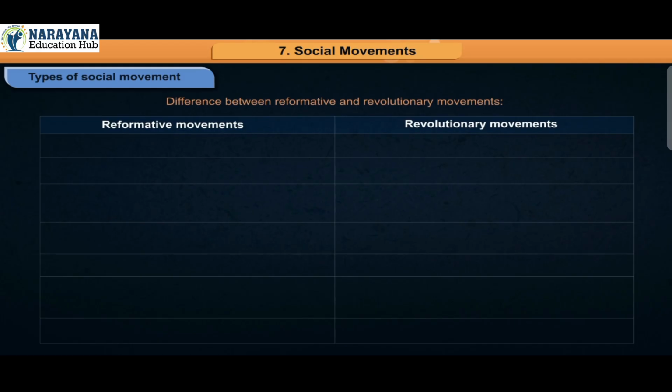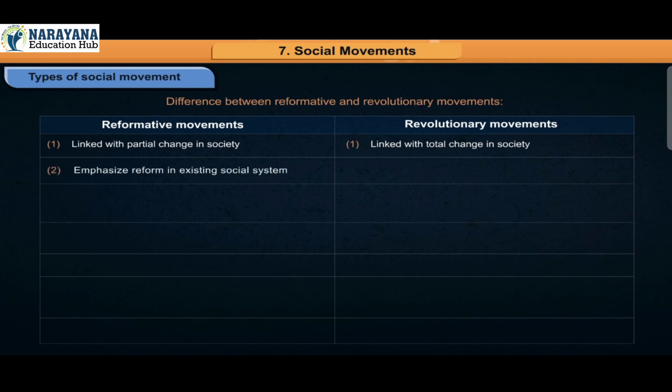Difference between reformative and revolutionary movements. Reformative movements, number 1. Linked with partial change in society. Revolutionary movements, number 1. Linked with total change in society. Reformative movements, number 2. Emphasize reform in the existing social system. Revolutionary movements, number 2. Negate the whole existing social system.